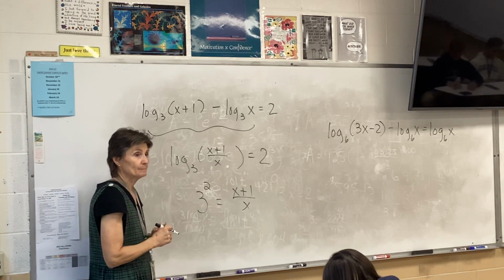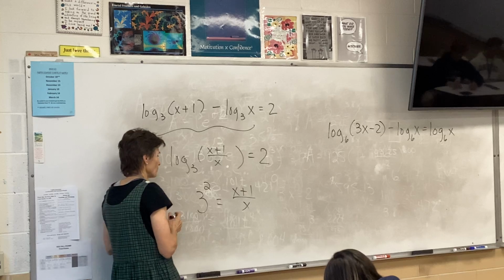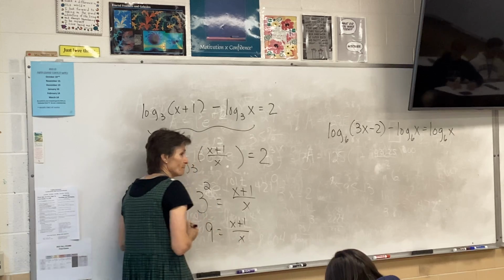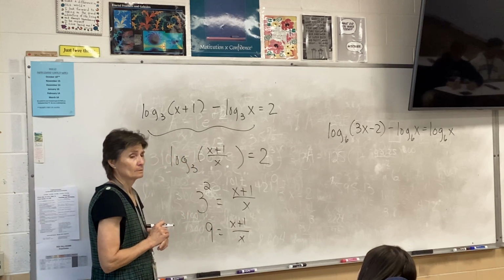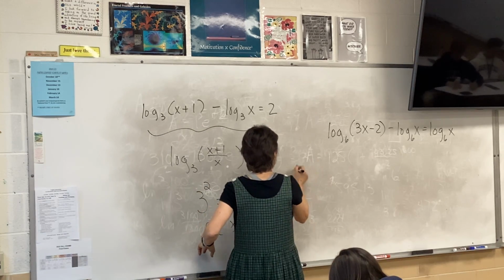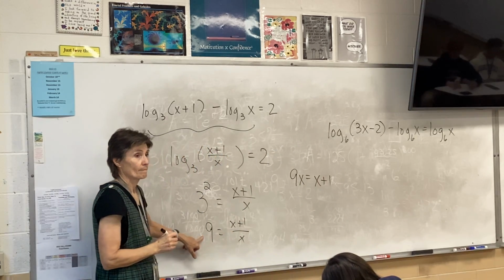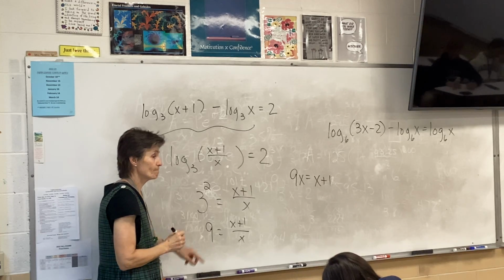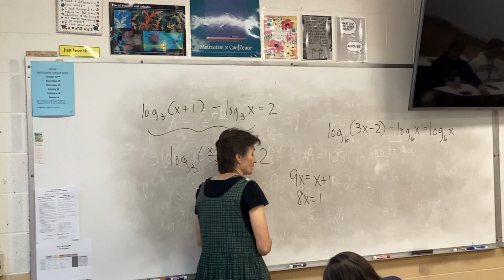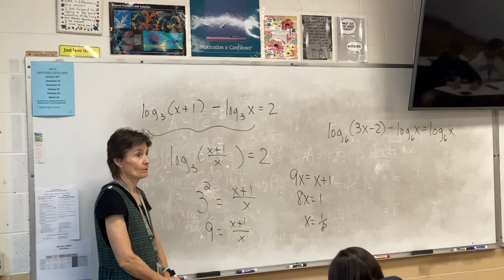What's 3 to the second? 3 to the second isn't 1/3. What's 3 to the second? 9. 3 to the second power means 3 times 3, so 9 equals x plus 1 over x. Multiply by x, so we have 9x equal to x plus 1. And then subtract the x, so we have all the x's on the same side, and divide by 8. So your answer is 1 over 8.